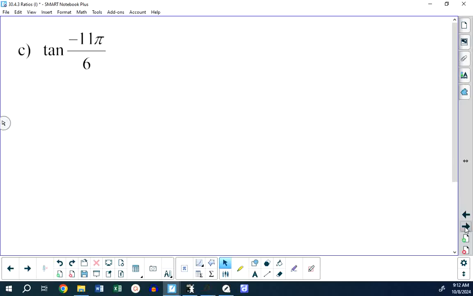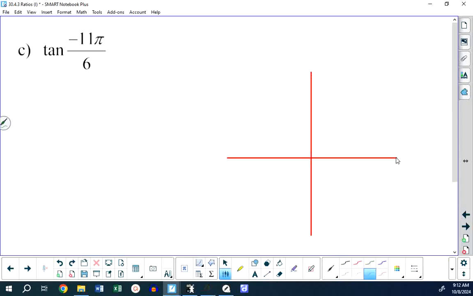Tan of negative 11 pi over 6. Negative 11 pi over 6 is here. If you look at my arm, negative means I'm going clockwise. Negative 1, 2, 3, 4, 5, 6. Pi over 6 is 30 degrees, right? So 1, 2, 3, 4, 5, 6, 7, 8, 9, 10, 11. The coordinates here are root 3 over 2, comma, 1/2.